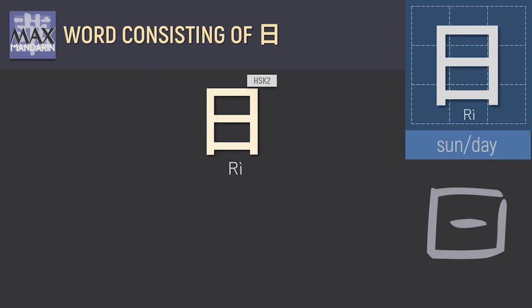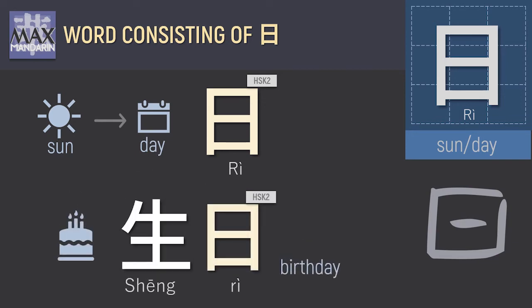Now let's talk about 日. Like I said, 日 originally refers to sun, as ancient Chinese people consider the sun going up to be the mark of a new day. It also has the meaning of day. For example, the word 生日 means birthday.